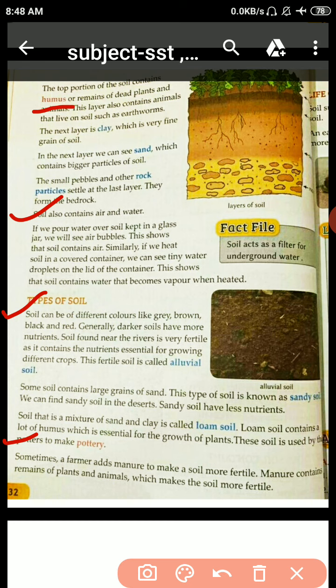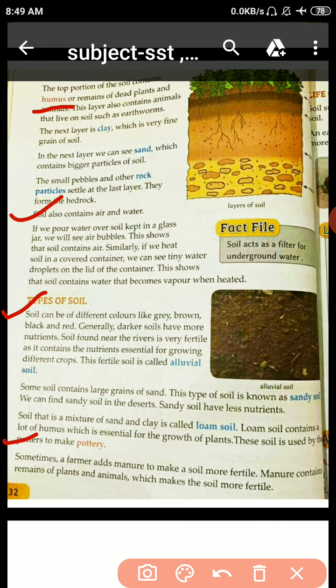Now then, laterite soil. Laterite soil develops in areas with high temperature and heavy rainfall. So students, in India we find different types of soil. First is alluvial soil, then sandy soil, loam soil.